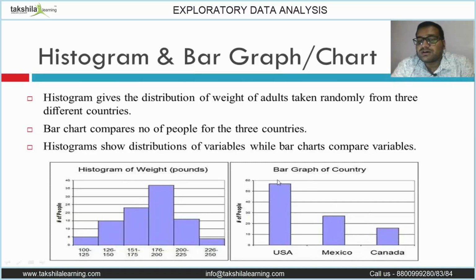See here, it is comparing: USA has a huge number of people, Mexico has fewer, and Canada has very few, right? So in a bar chart we are comparing the variables, but in a histogram we are showing the distribution of the variable.